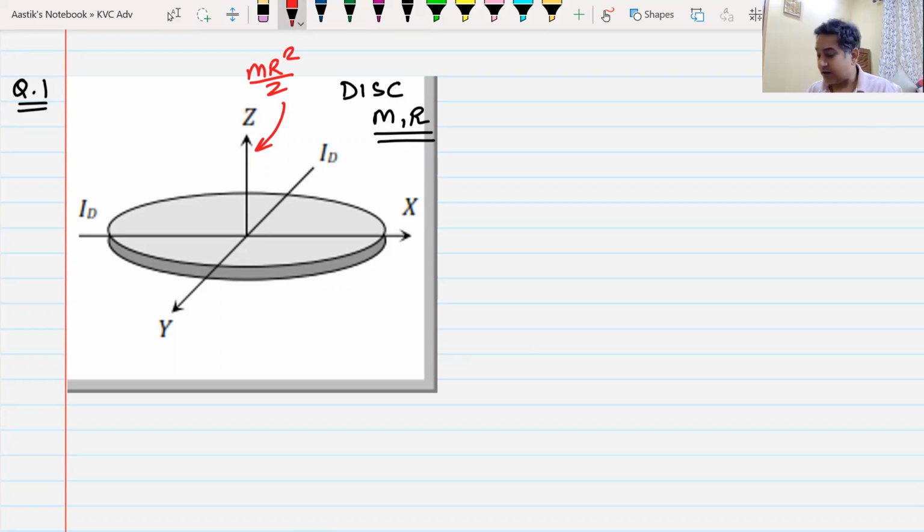Now the question that is asked, and that you must understand: what would be the moment of inertia about any diameter axis? This is the disk, and this moment of inertia we know, mr square by 2. Now we have a diameter. Can you tell me what will be the moment of inertia about any diameter axis? This is one of the diameters.